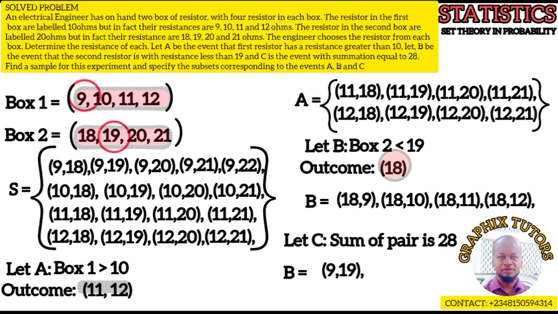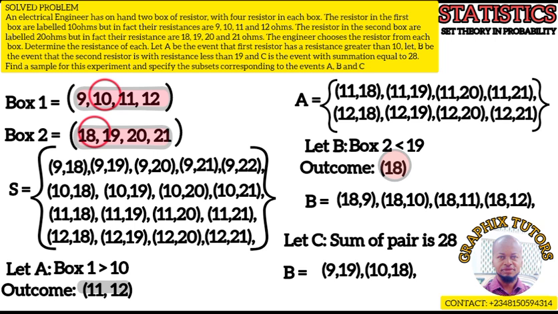I'll go to the next one. 9 and 20, will it give me 28? No. 9 and 21? No. I'll come to 10. 10 and 18, will it give me 28? Yes. So another element will be 10 and 18. If you do the same thing all through, 10 and 19, no. 11 and 21, no. 11 and 20, no. 12 also, none of them again. So we only have two elements in C. My subset C is 9 and 19, 10 and 18. So this is what we have.